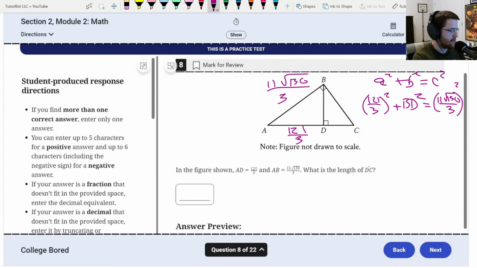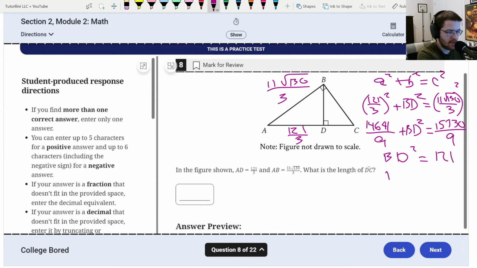And if you do that, you should get 14641 over 9. You just do that on a calculator. Equals, and then the right one on a calculator, I think, is 157. We're going to verify this at the end. There's just no point in jumping to the calculator just for 2 seconds. And if we subtract this guy over to this side, you could do that on a calculator too. We should get BD squared equals 121. So BD is equal to 11. So I'm going to put that on the picture, 11.